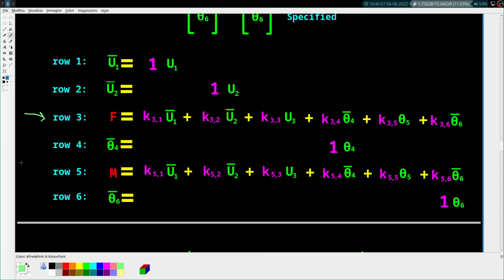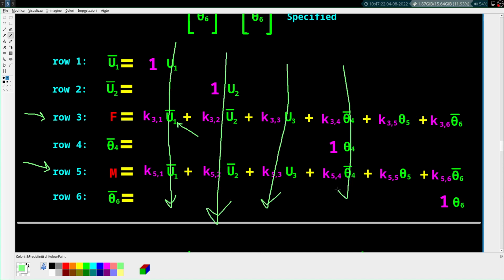Right? But at rows 3 and 5, we're not just setting these values. We have to actually compute these things. That's the whole point of this method, that we're computing these values. And so you have these full sets of degrees of freedom here. However, the difference is that you can secretly plug in the prescribed degrees of freedom, because remember, this column was U1, this column is U2, this column is U3, this column is theta 4, theta 5, theta 6. Because you're prescribing U1 to be U bar at 1, you can just plug in U bar.